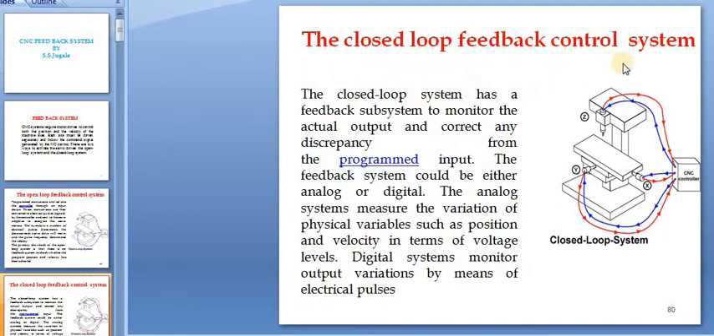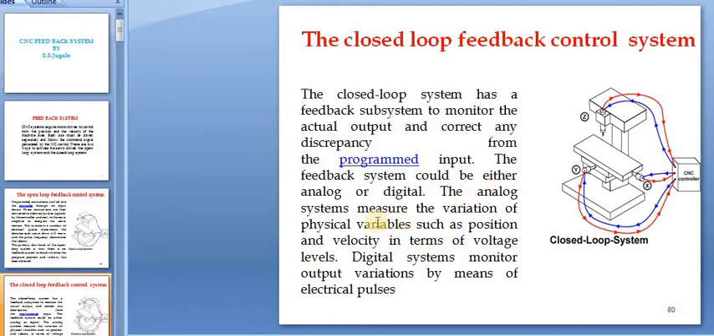Next, the closed loop feedback control system. As indicated, there are two lines. One is input and the second, red color, is output. In the closed loop feedback system, it will monitor the actual output and correct any discrepancy from the programmed input.